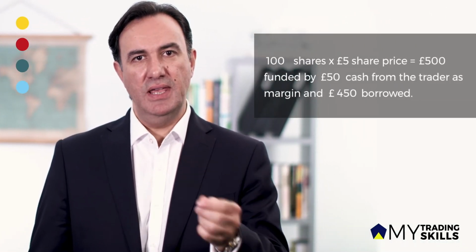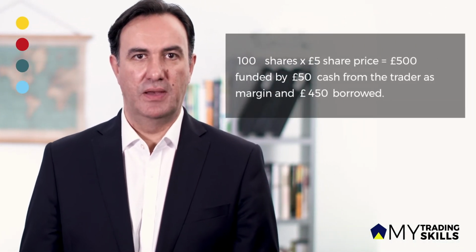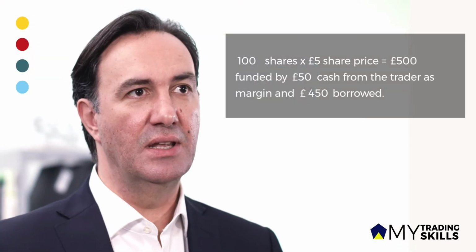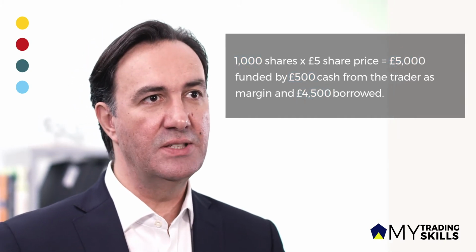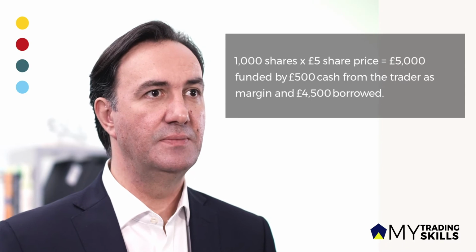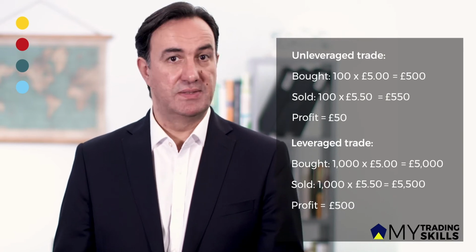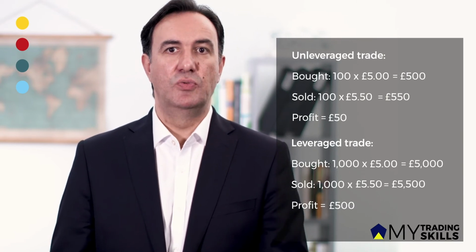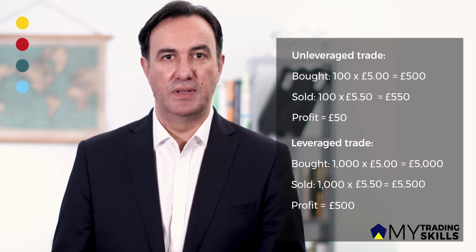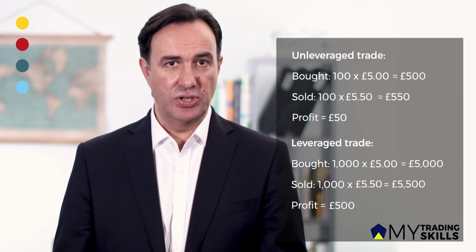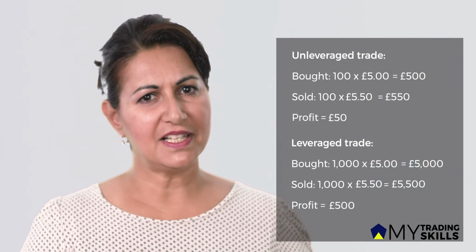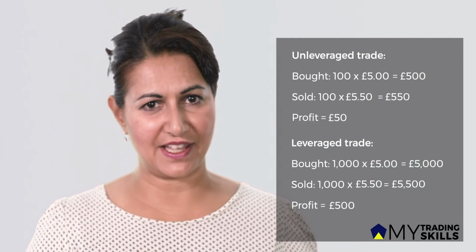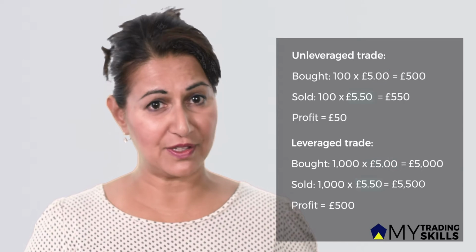Good. So say we decided to use all £500 as the margin and increase the number of equivalent shares to 1,000. This would give us a total exposure of £5,000. If you placed the same trade and exited when the price hit £5.50 as before, instead of £50, you would make a £500 profit. The £450 additional profit is down to the trader exposing themselves to leverage risk. I see. The share price has done the same thing. It's gone from £5 to £5.50.